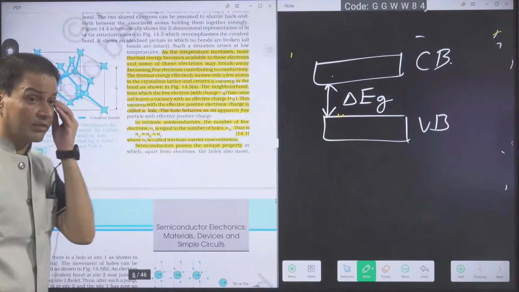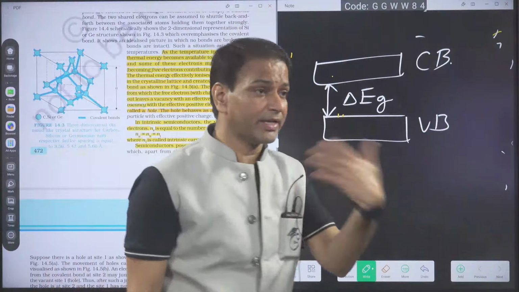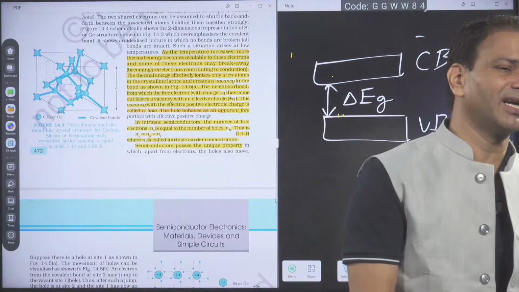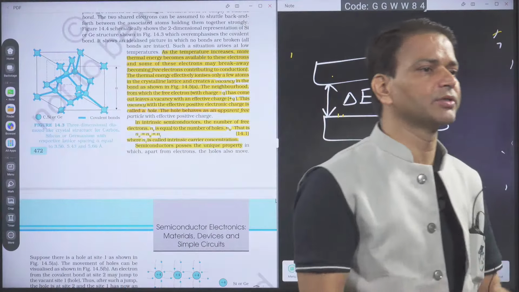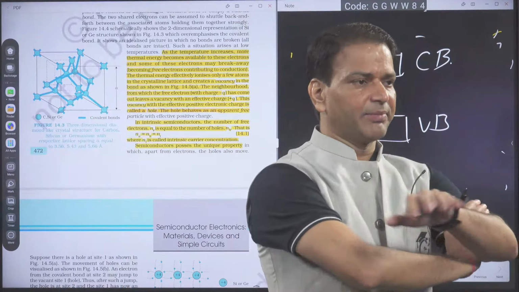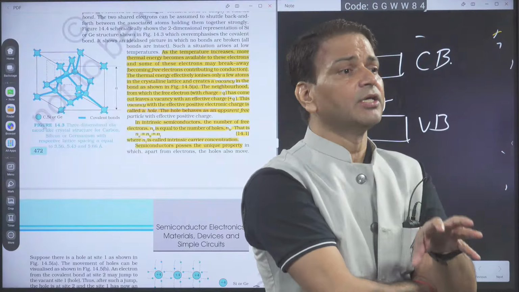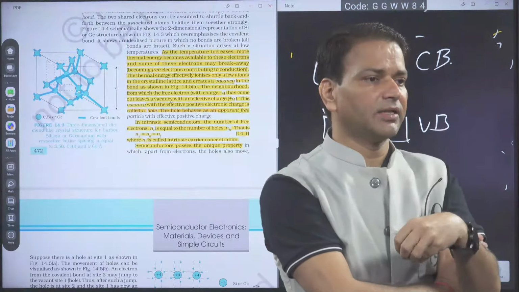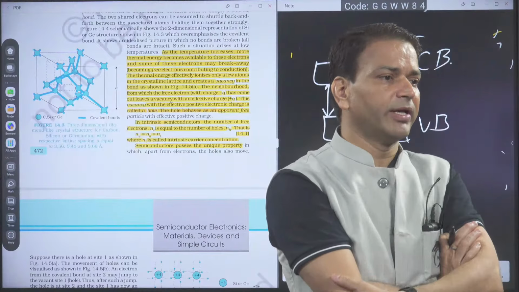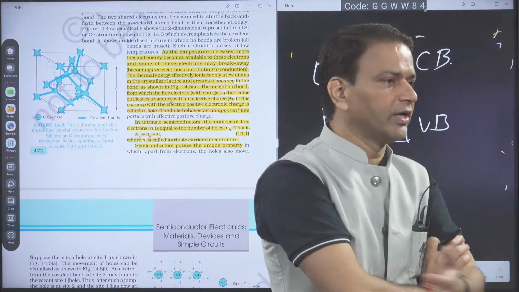Intrinsic semiconductor means what? Pure semiconductor. Pure semiconductor we are calling an intrinsic semiconductor, like pure germanium, pure silicon. So they are the intrinsic semiconductor. At 0 Kelvin, there is no free electron in the conduction band. So at 0 Kelvin, an intrinsic semiconductor will behave like an insulator. Right? There is no free electron.